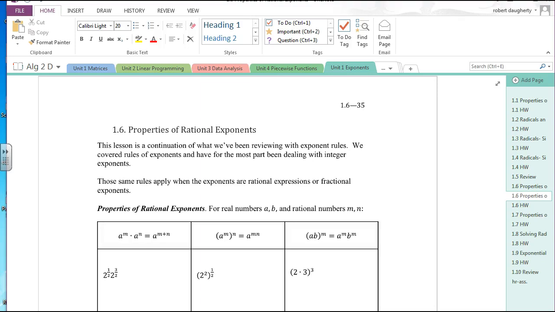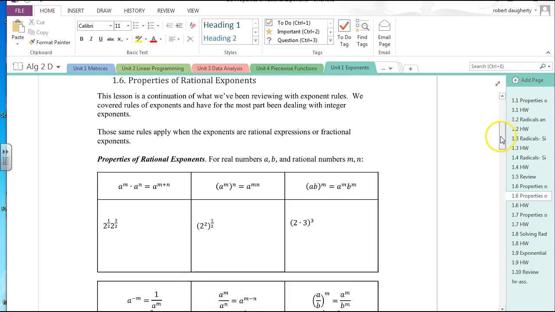Okay, by now you should have done well on a quiz on exponents, and we're going to continue on section 1.6. The only difference in section 1.6 and what we've done so far is now we're going to focus on our exponents being rational numbers. That is, our exponents are fractions. None of the rules of exponents change.